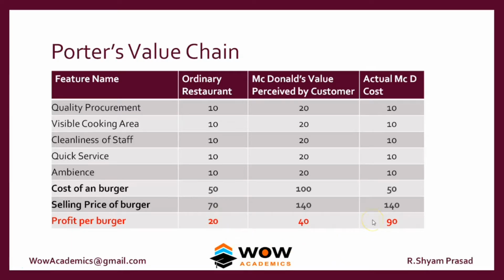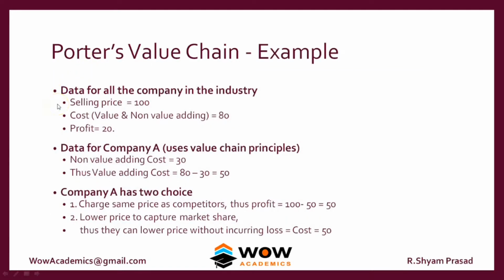Okay, this is only for an illustration purpose. In reality, it might differ a bit. So assume that all the companies in the industry are selling some product at 100 rupees. Okay, this 100 rupees incurs a cost on value adding and non-value adding activities. So their cost comes to 80 and the company can earn a profit of 20.